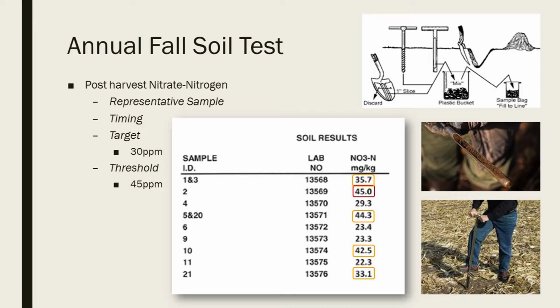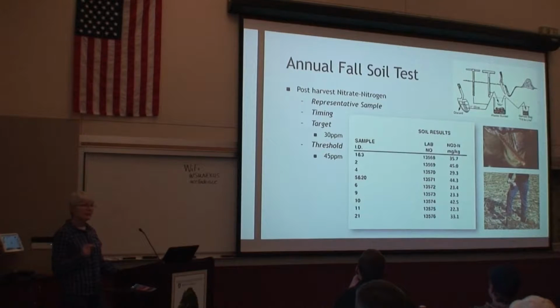Annual fall soil test. Post-harvest nitrate test is required annually according to our existing rules and regulations. And again, a little bit different from what we're seeing in the CAFO, but we have always had a target of 30 parts per million fall soil nitrate. We don't want to see any more than that in your fields. If you get above that, what we call our target, and get up to our threshold of 45 parts per million, we step into a technical assistance path with you.